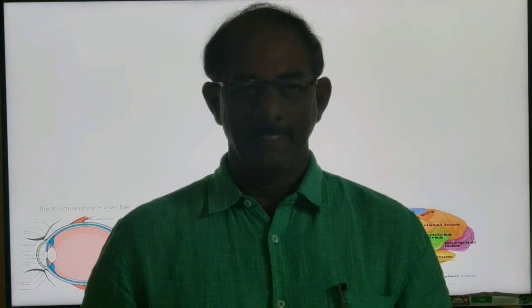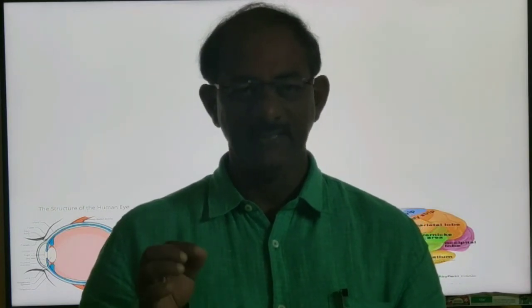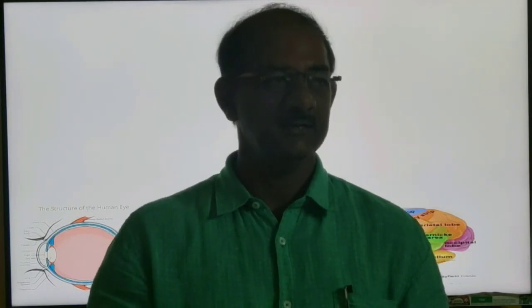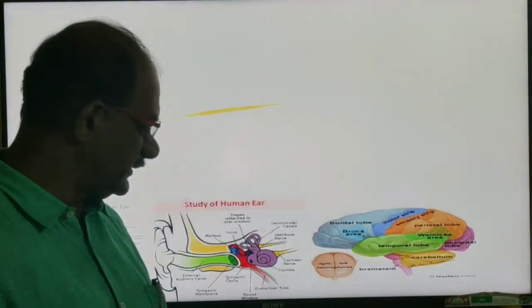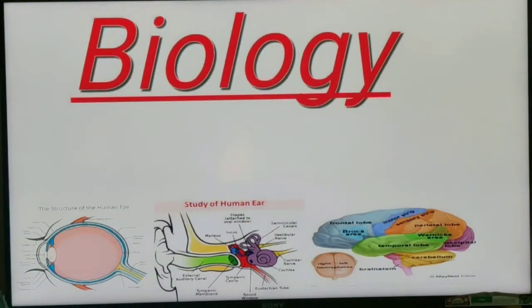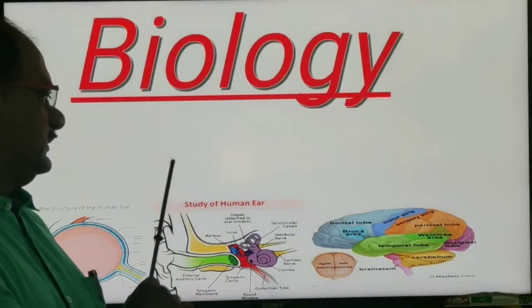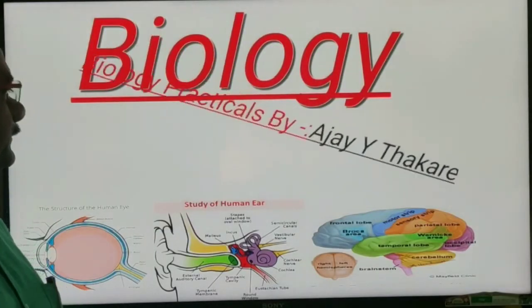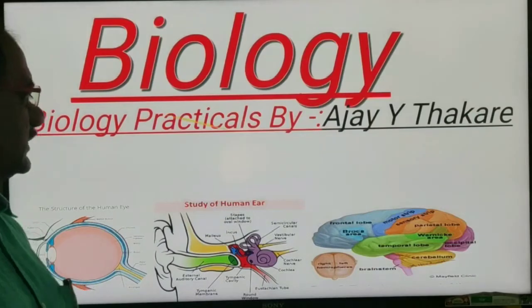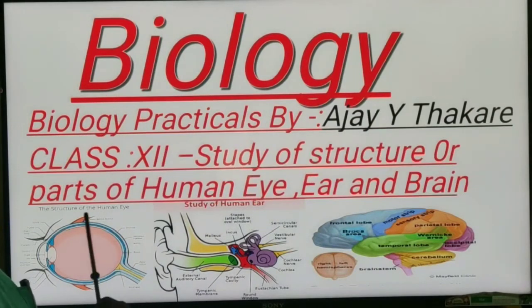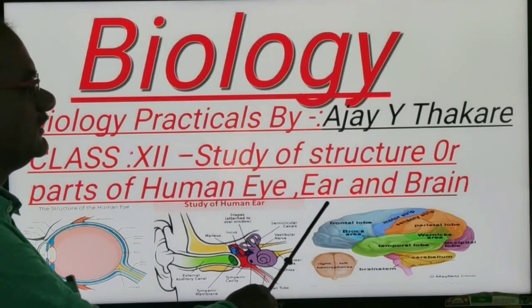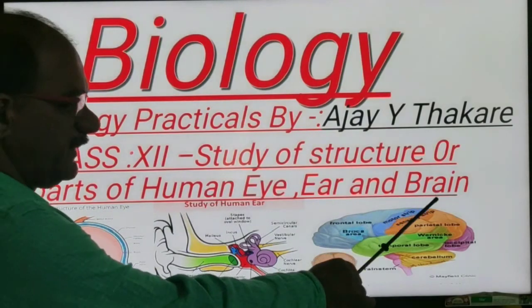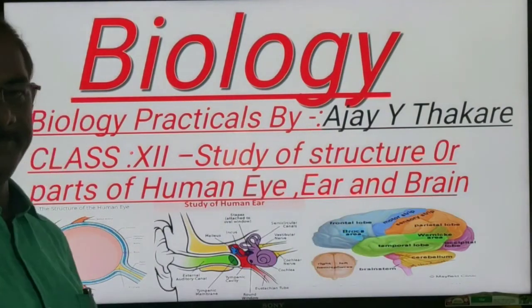our practical, particularly for 12 Science, practical number 13, and the name of that practical is the study of the structure of parts of human eye, parts of human ear, and parts of human brain.